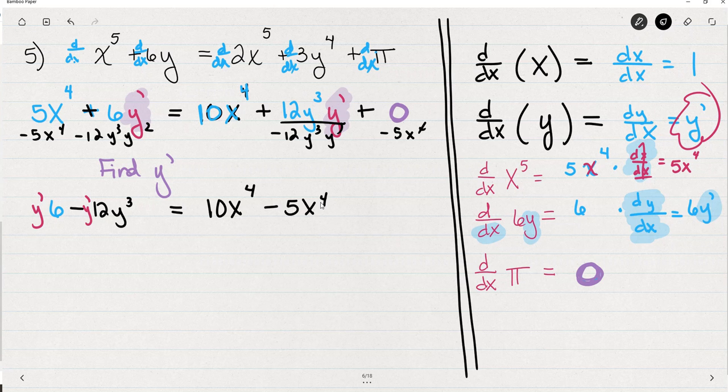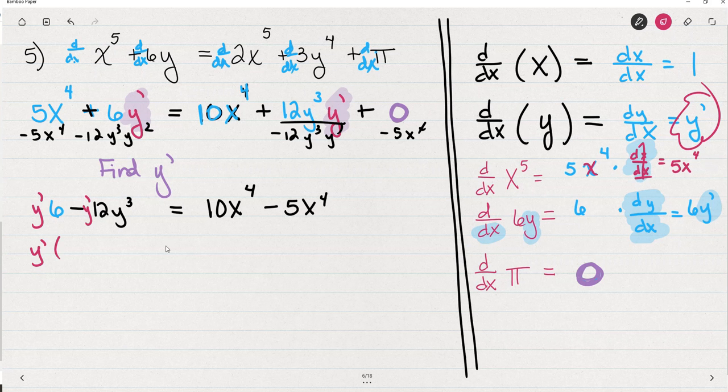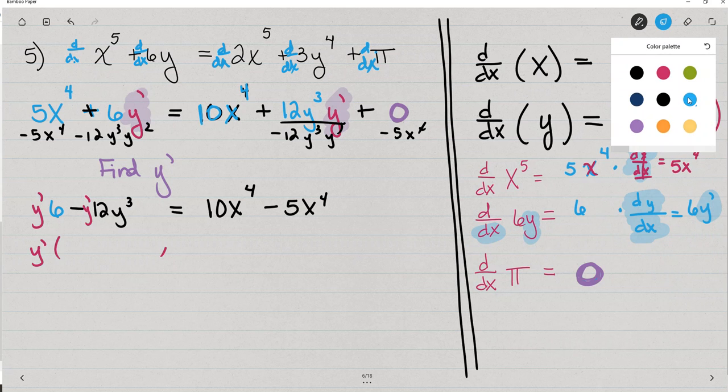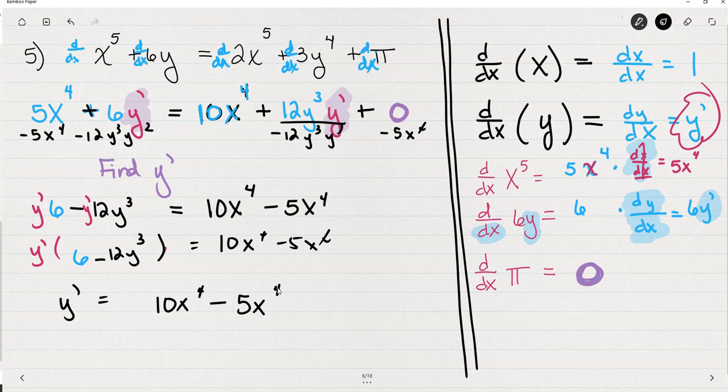Do you see why I wrote this the way I did? Because the next thing I'm thinking of is factoring out the y prime. When I factor out the y prime, I have 6 minus 12y cubed. So y prime is 10x to the 4th minus 5x to the 4th over 6 minus 12y cubed.